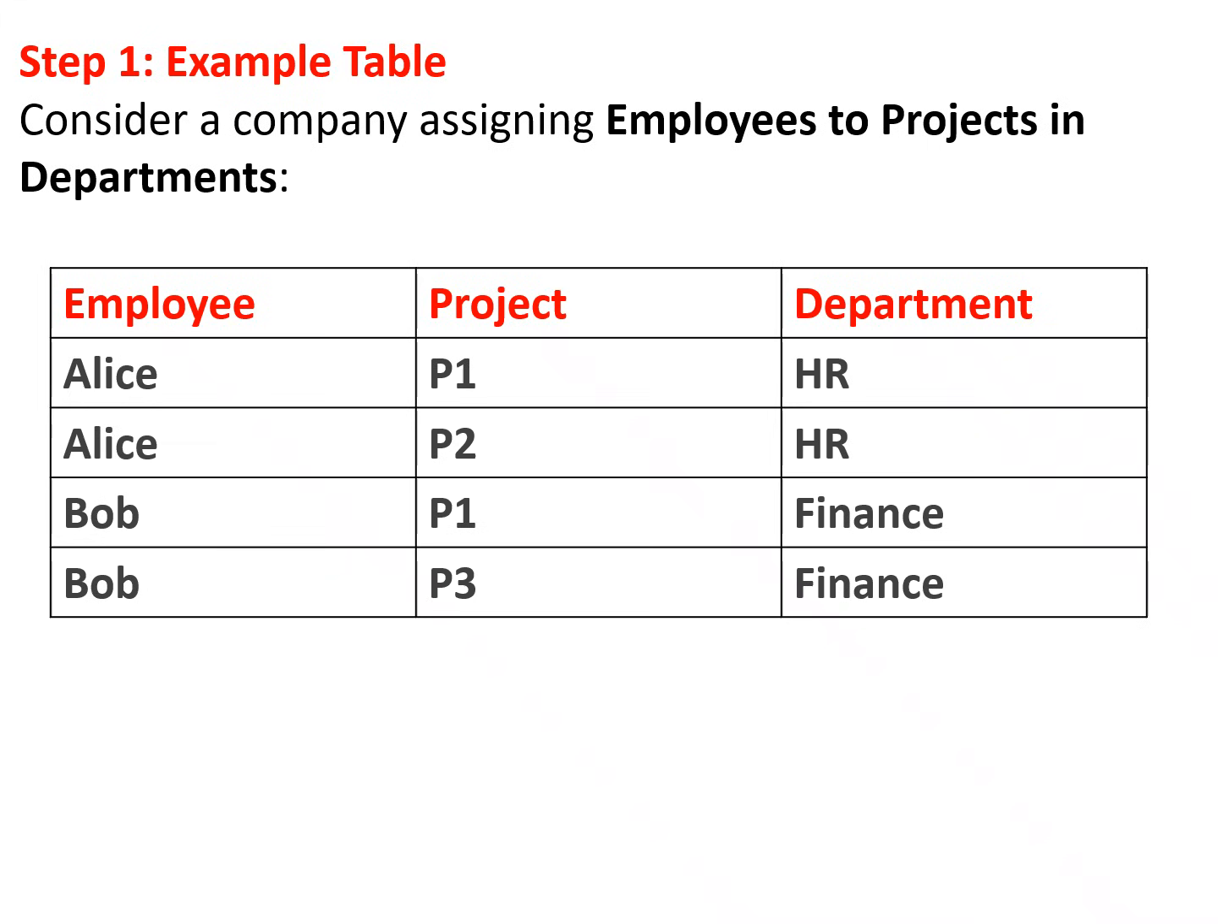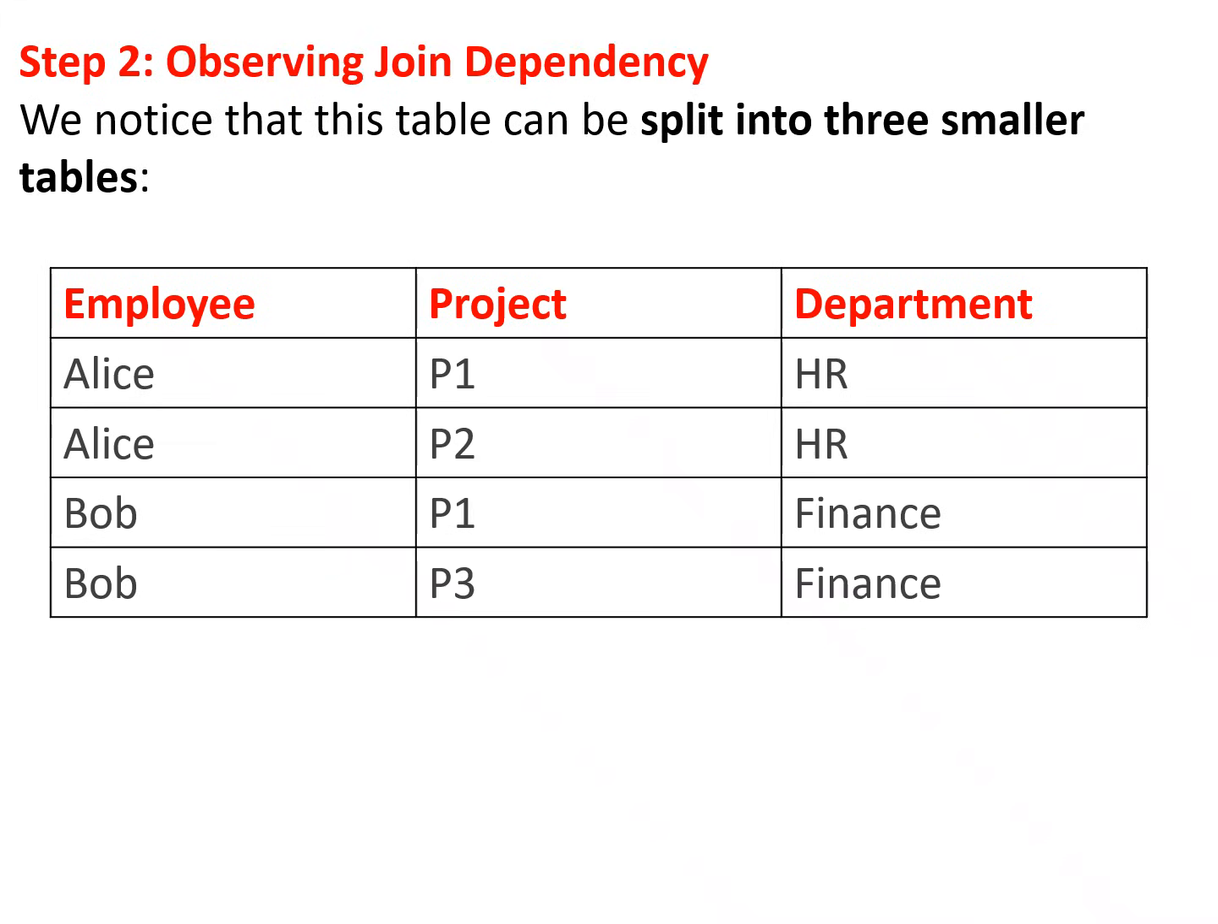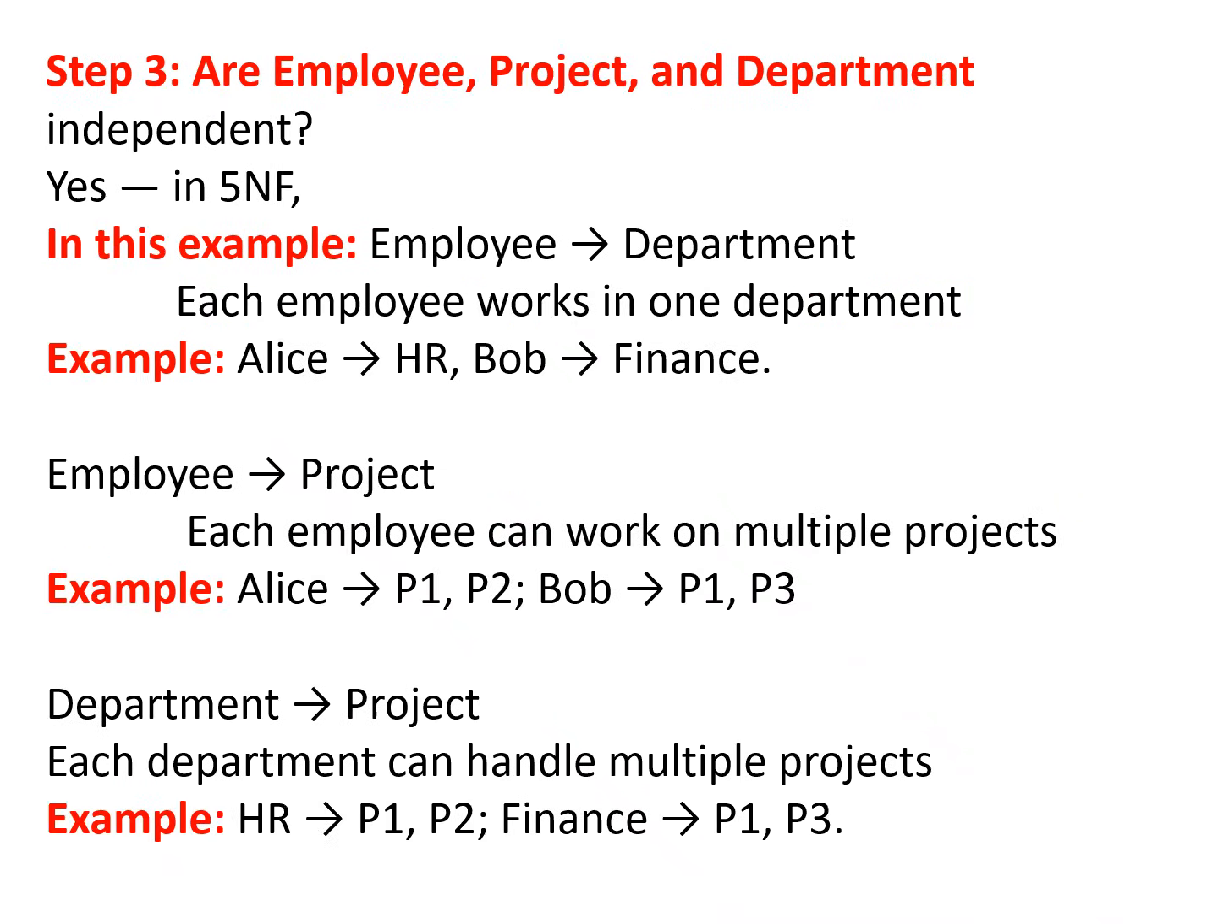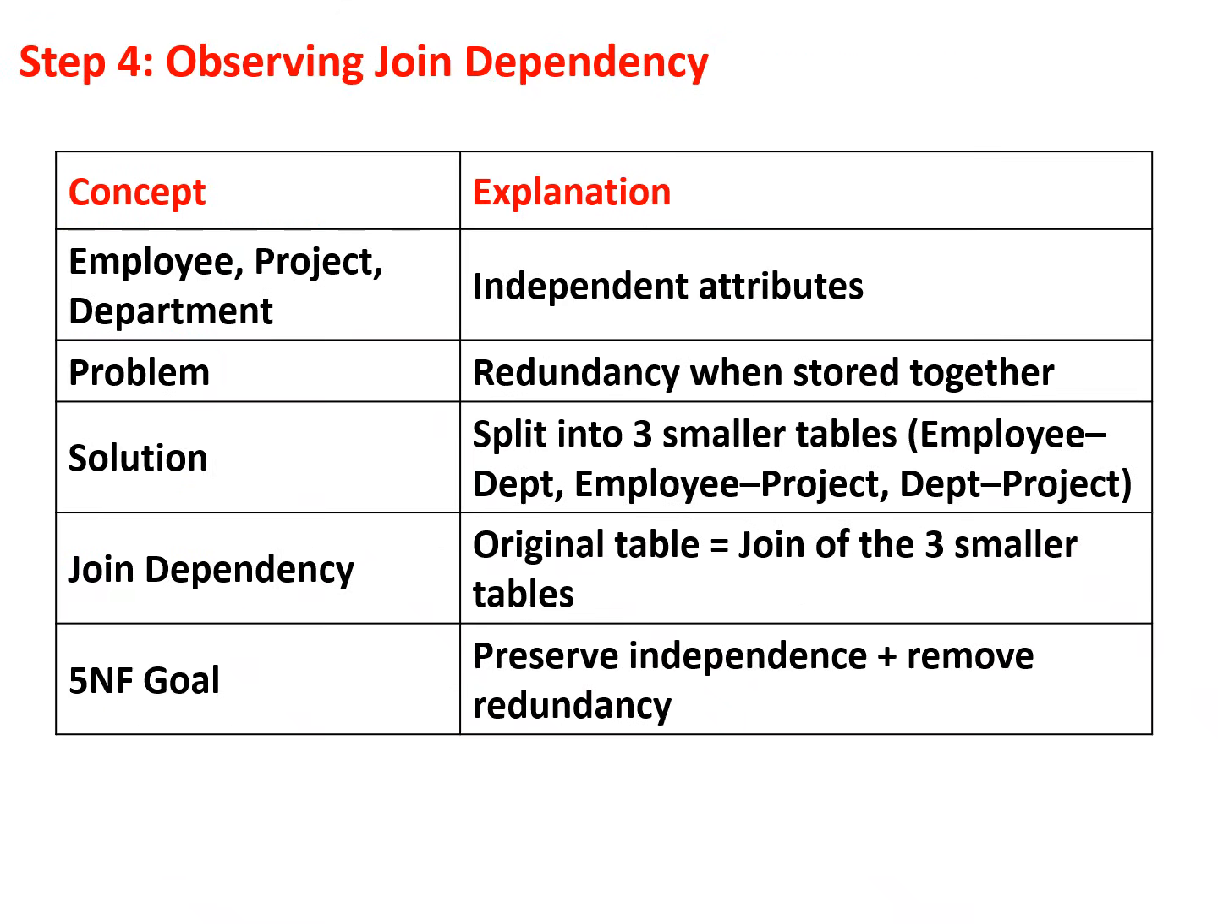For the example table, here we have employee, project, and department. Here we have to split the table into three smaller tables because everything will have some duplications. Employee, project, and department are each independent. So what are the join dependencies here? Employee, project, and department are independent attributes. What's the problem behind this? Redundancy when stored together. So we have to split the table into three.